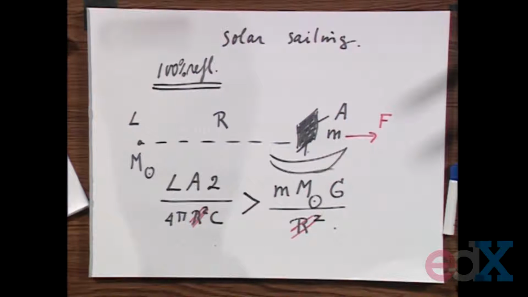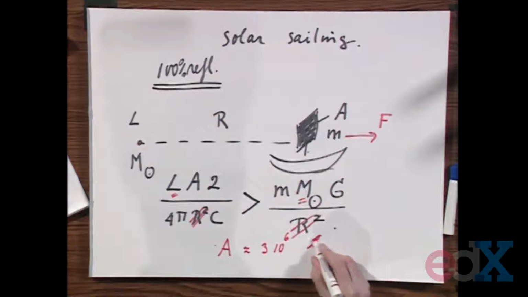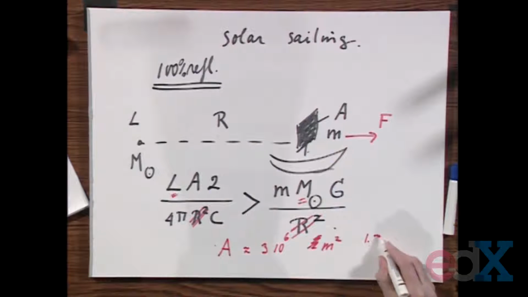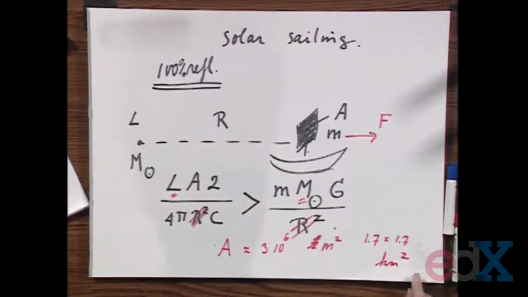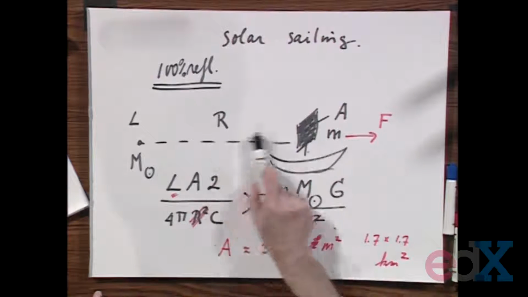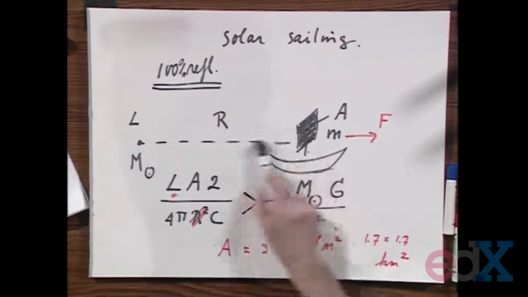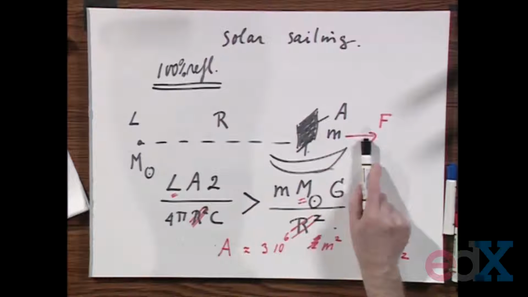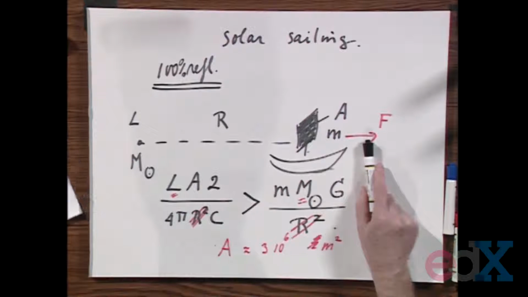Well, I know what m is, I know what L is, and so I can now calculate what A is. And I want you to calculate what A is. A is huge. I found A to be about 3 times 10 to the 6 square meters, which is something like 1.7 by 1.7 square kilometers. So indeed, you see that it is an unbelievably, completely impractical area that you would need in order to get a free ride, so to speak, an acceleration which is non-zero. Because once you have a force, you will always have an acceleration.